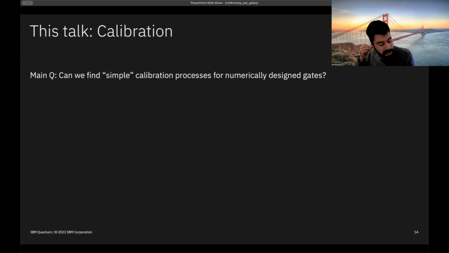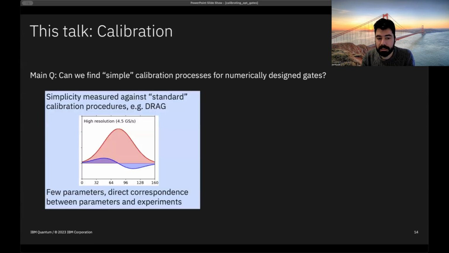And not only that, but we want it to be as simple as possible. So we want to be able to find, in quotes, a simple calibration process for numerically designed gates. And the standard that we're going to use for measuring simplicity is things like how we calibrate, say, DRAG pulses, which is insanely simple, relatively speaking.